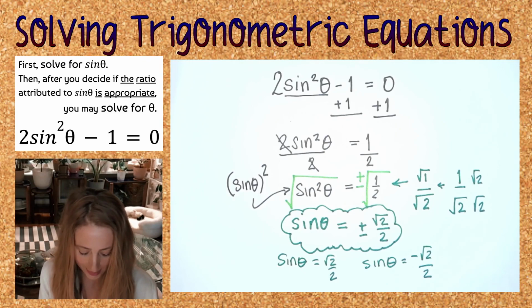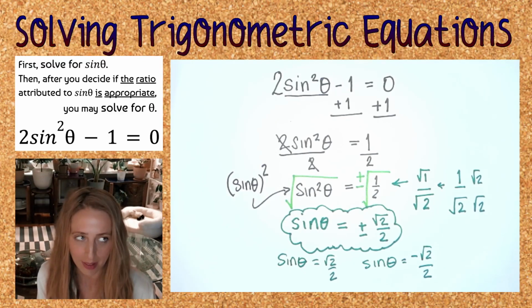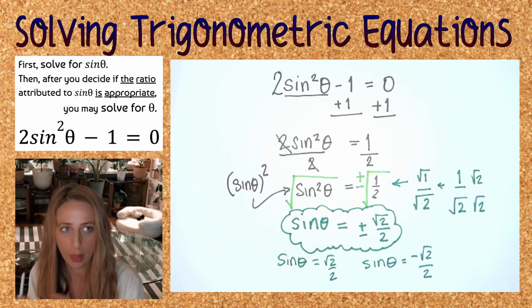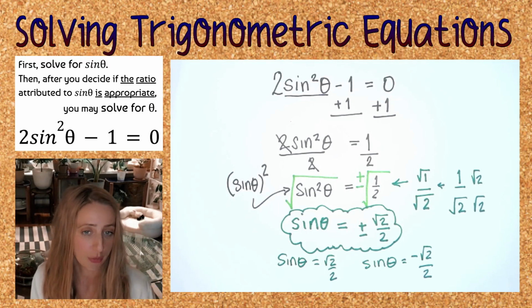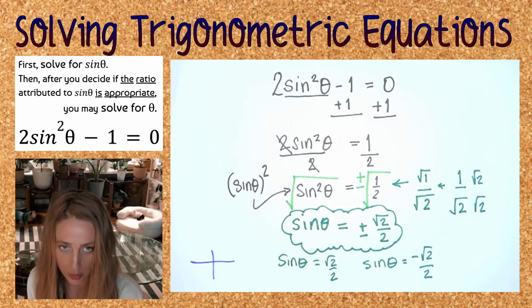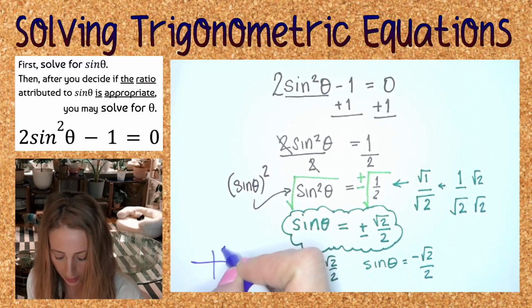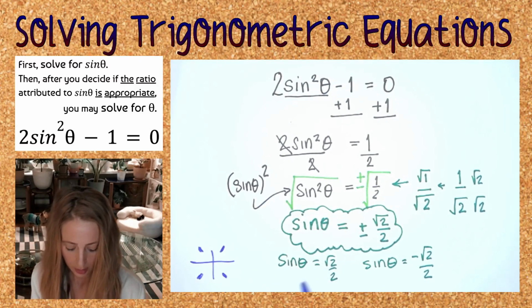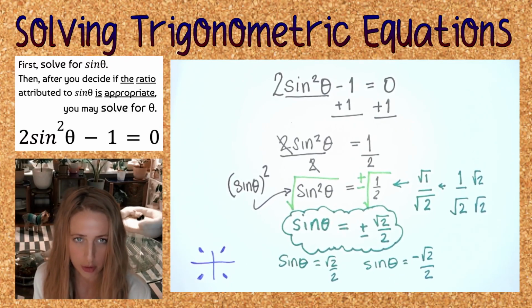What is layer 2 of all of this? Well, of course, it's to solve for actual theta, right? We want to know what the variable is. Sine is not the variable. Theta is truly the variable. So if you are so inclined, you would think about the unit circle, and where does sine equal radical 2 over 2? And where does sine equal negative radical 2 over 2?